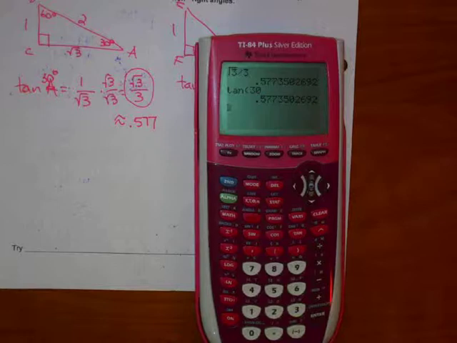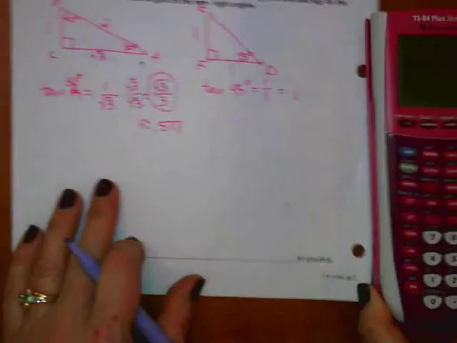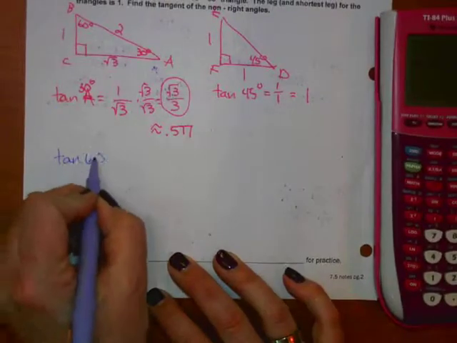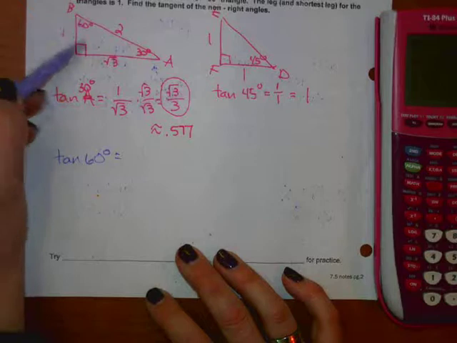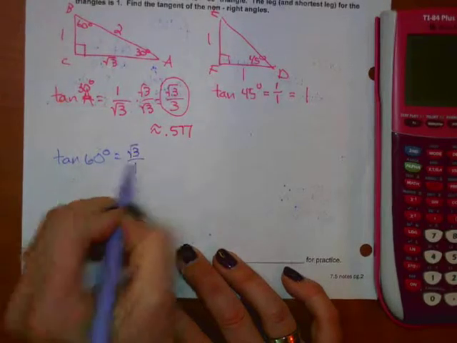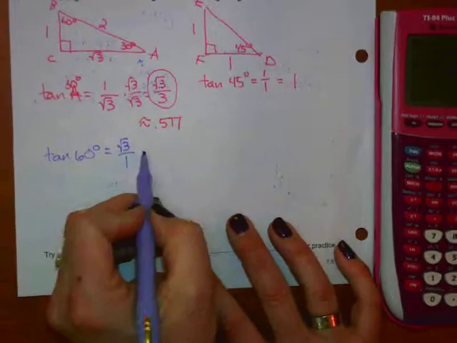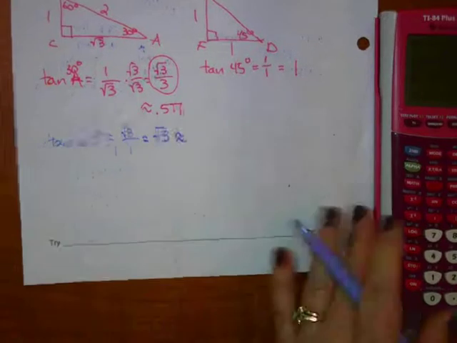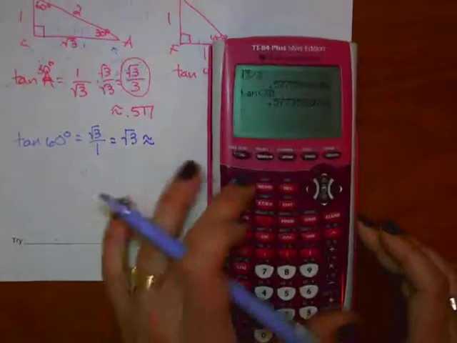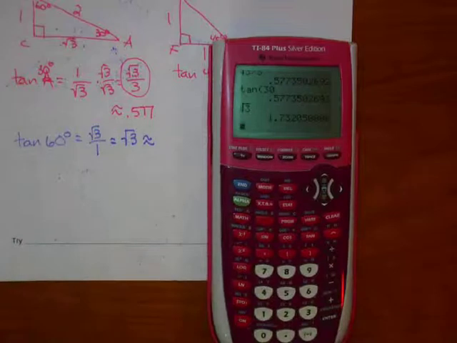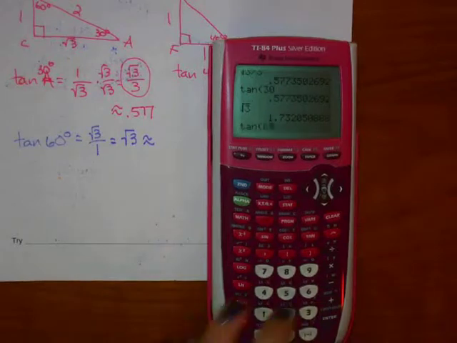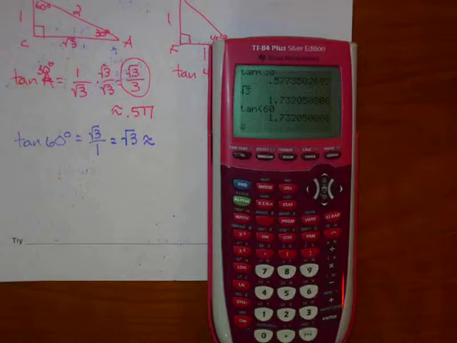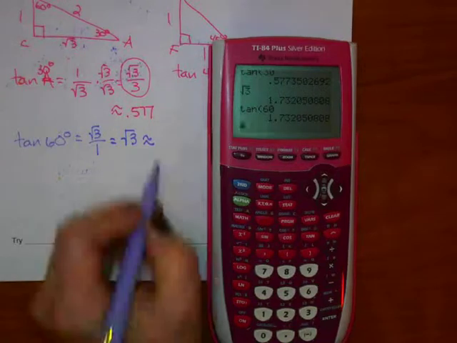Ready? Let's do 60 degrees. The tangent of 60 degrees is equal to the square root of 3 divided by 1, opposite over adjacent, which equals the square root of 3. Let's find out what the square root of 3 is, just for fun, because we're in math class. This is so much fun. And then, if I put in the tangent of 60, what do you think you're going to get? The same number.